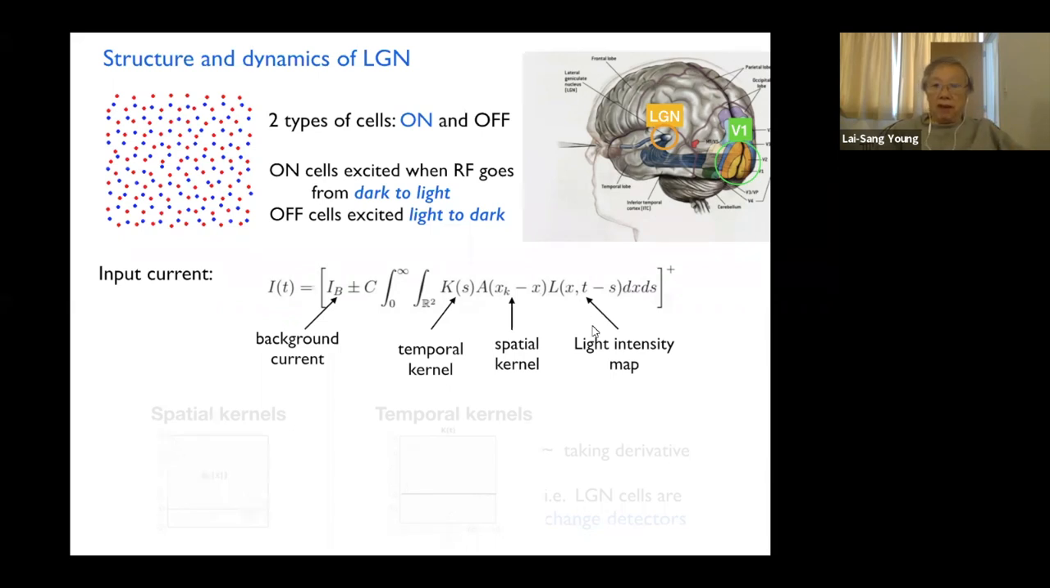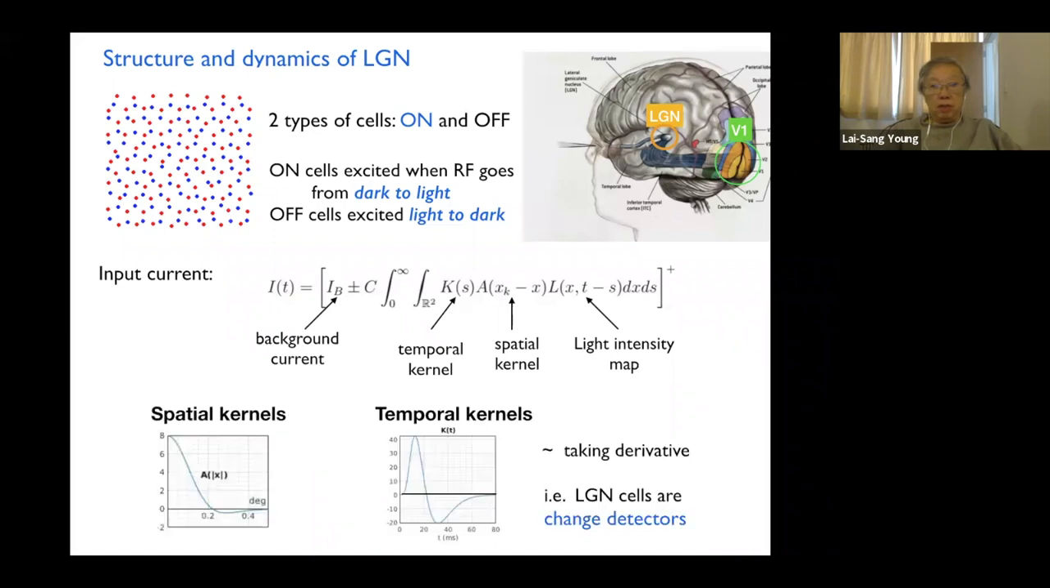And you convolve that with a spatial and a temporal kernel. The spatial kernel is relatively simple. It's actually the difference of two Gaussians, but just think of it as a Gaussian. It just sums up nearby things. So you average a little bit nearby.